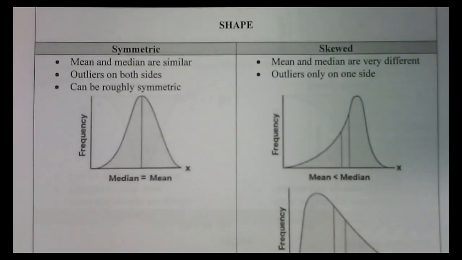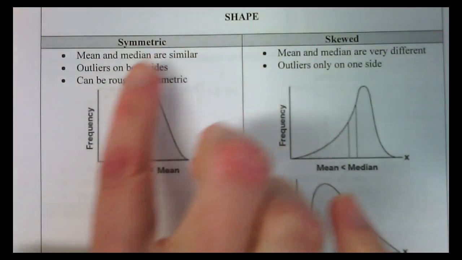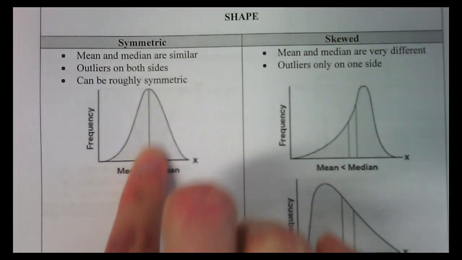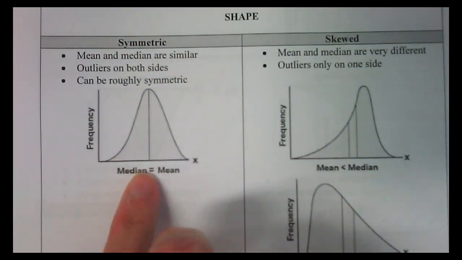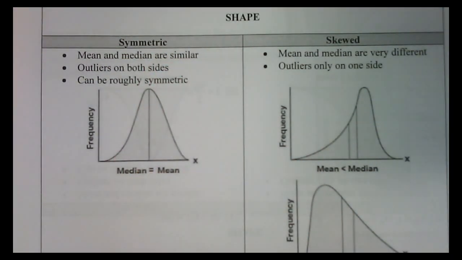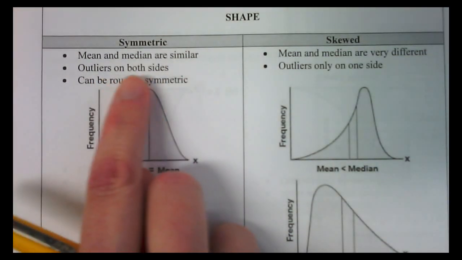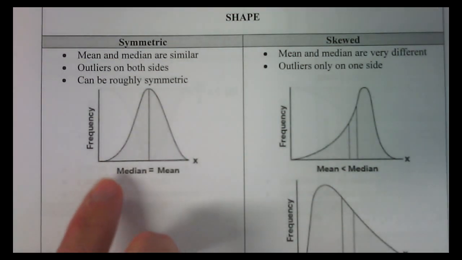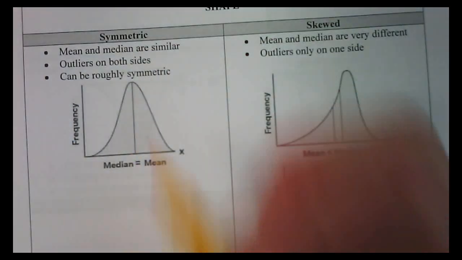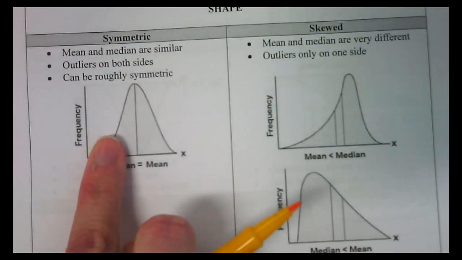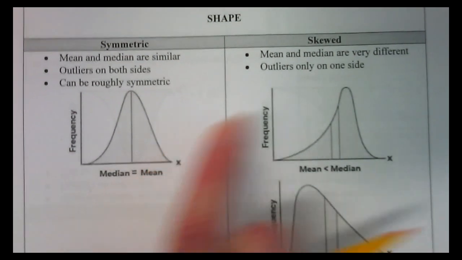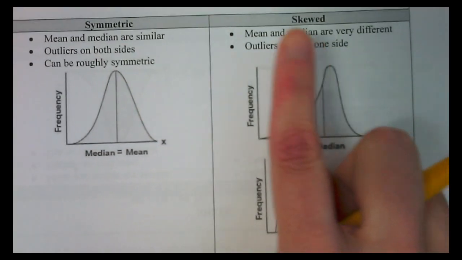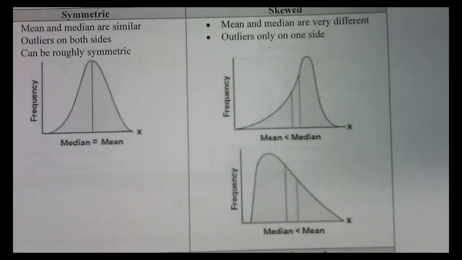Okay, what does the shape look like? So symmetric, the mean and the median are either exactly the same or very similar. Sometimes they're just off by a little bit. The outliers are on both sides if there are any outliers, and it's roughly symmetric, meaning if I split this graph in half, it looks the same on the left and the right. When something is skewed, the mean and the median are very different.